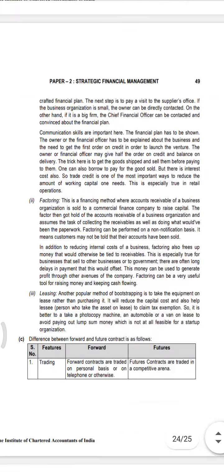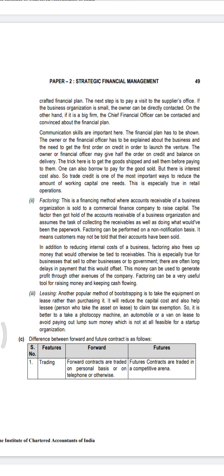Factoring and leasing. Factoring, this is a financing market where accounts receivable of a business organization is sold to commercial finance company to raise capital. The factor then gets hold of the account receivables of a business organization and assumes the task of collecting the receivables as well as doing what would have been the paperwork. Factoring can be performed on a non-notification basis. It means customers may not be told that their accounts have been sold.